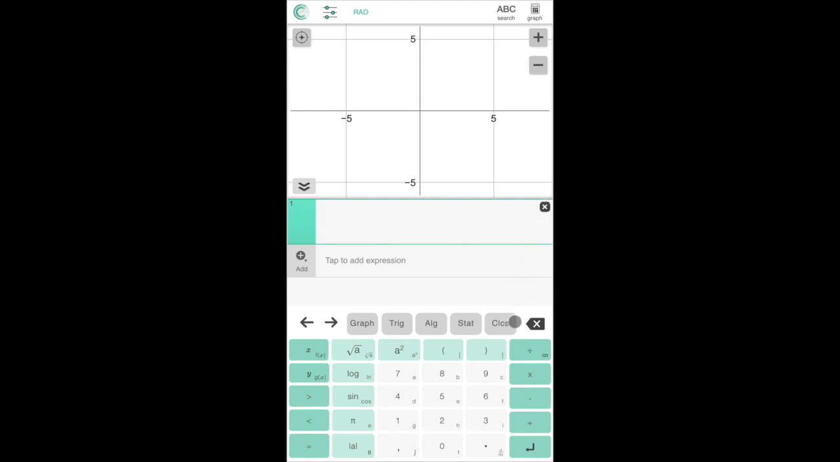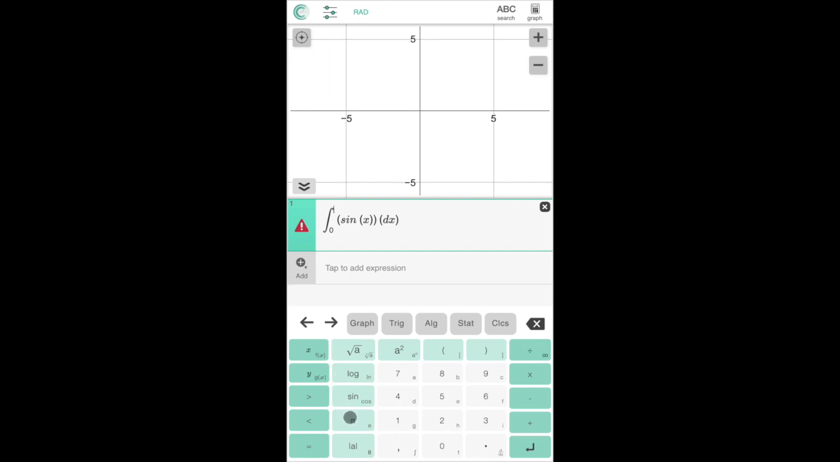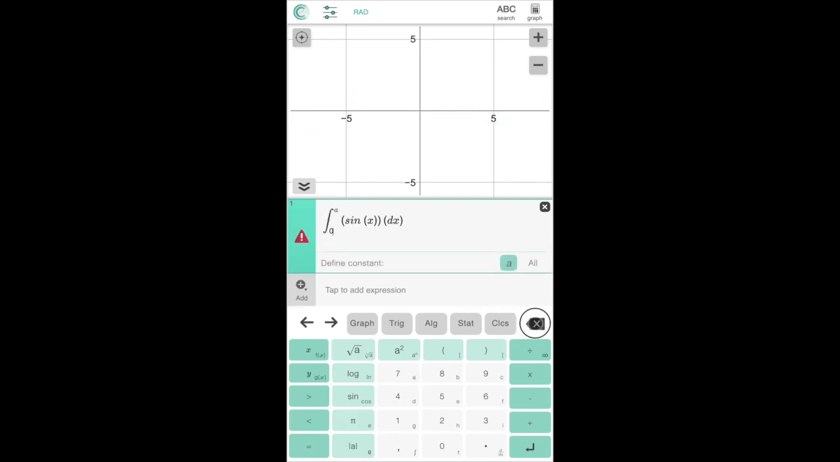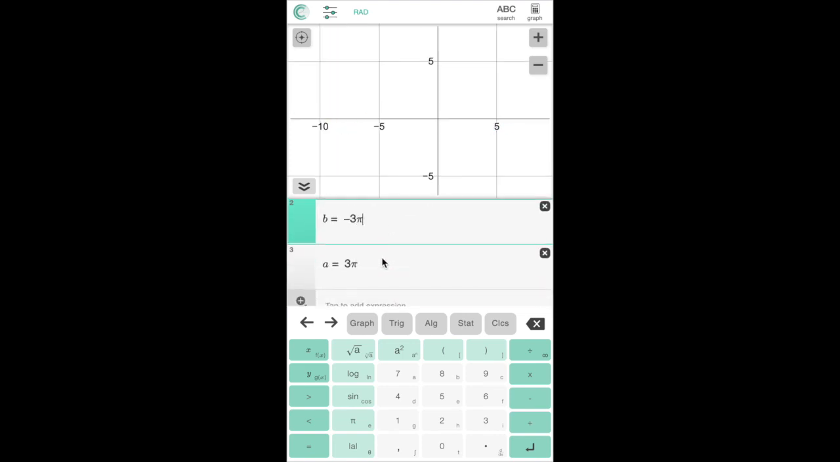Next, let's explore integrals. We'll start off by taking the symbolic integral of sine x, which will give us the negative cosine x function. Next, we can plug in our bounds to see the area under the curve of the original sine function. As a final bonus, I can change my bounds to constants, for example, a and b, and then tweak those numbers as I'd like to see how the integral changes.